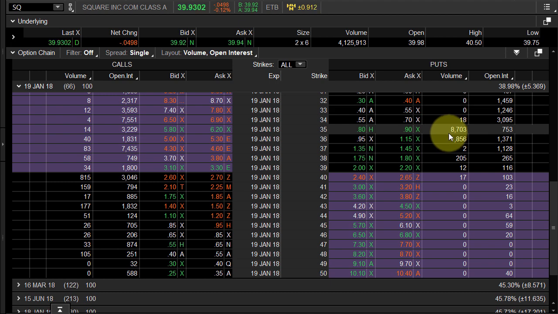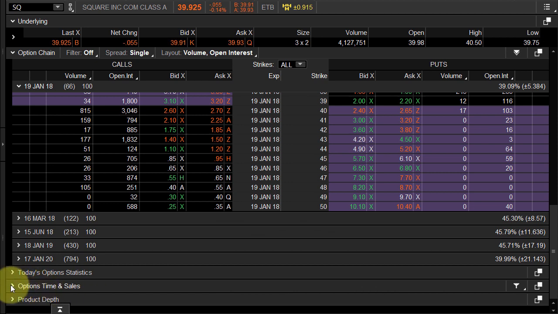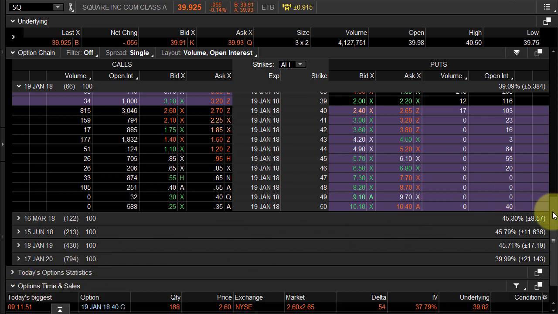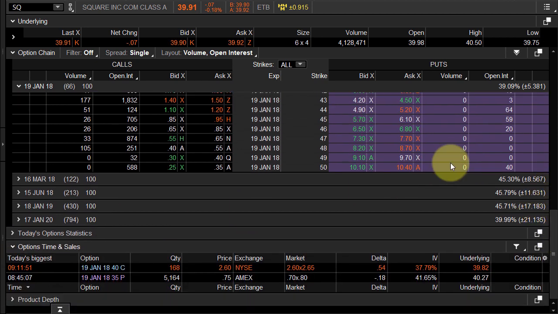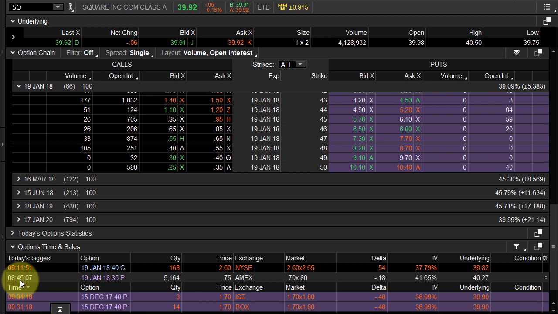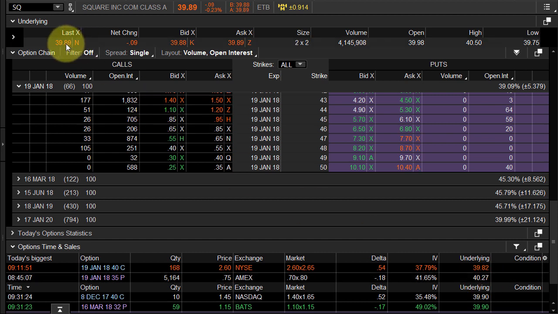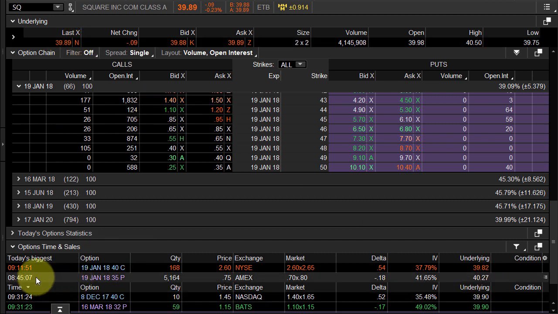So watch what we can do. I'm using Thinkorswim for this example. Scroll down. Options, time, and sales. Now, if we look at these 35 puts, the 35 puts are going to be right here. 8:45 Chicago time. Mid-market, you can't read too much into that though. IV, the underlying was at 40.27. The underlying was about 37 cents higher.